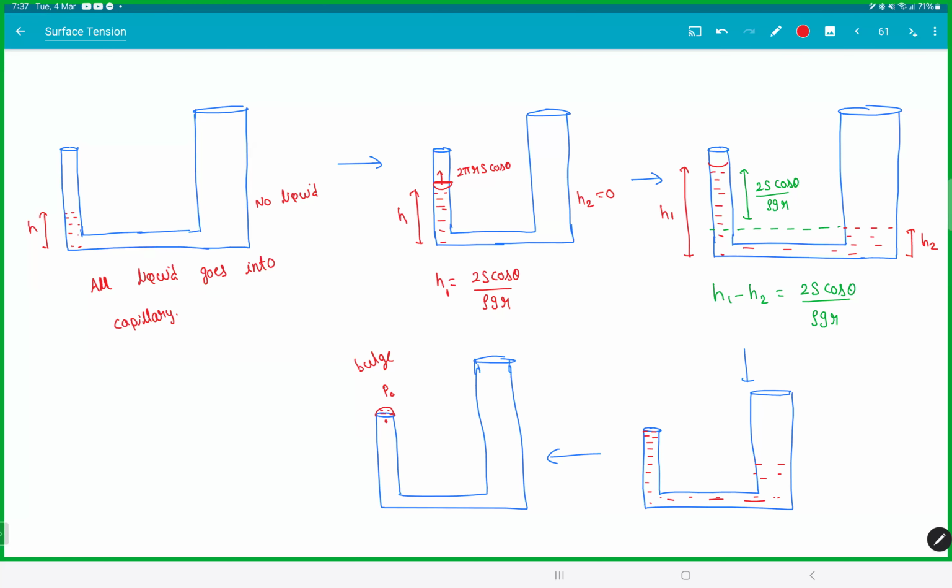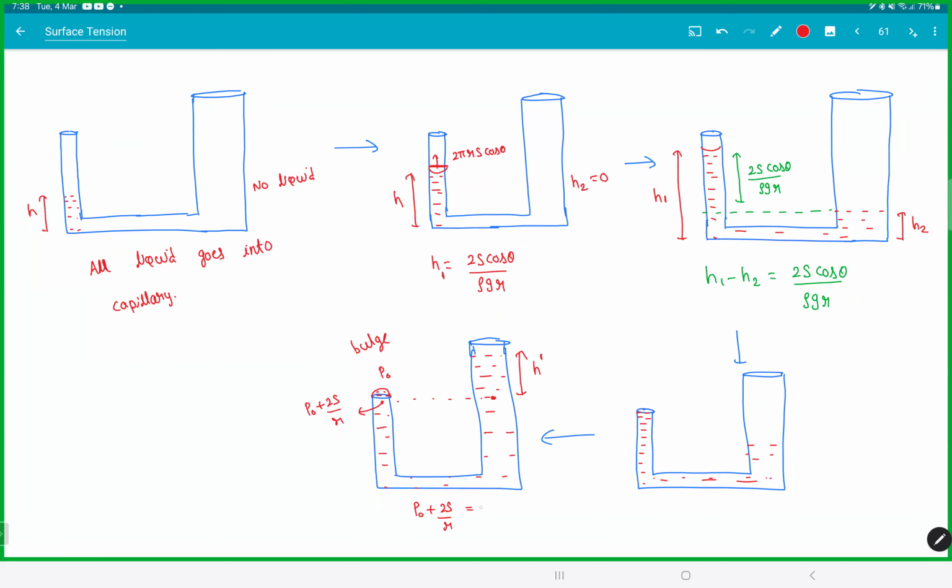If this pressure is P naught, this pressure will be P naught plus 2S by R. That means to balance this height, the liquid will actually go above the hole. This is like that boat with a hole question. If this height is some H dash, then the pressure here, P naught plus 2S by R, will be P naught plus rho g H dash. So we get H dash is equal to 2S by rho g R. Again, a height of a meniscus. Is this making sense?